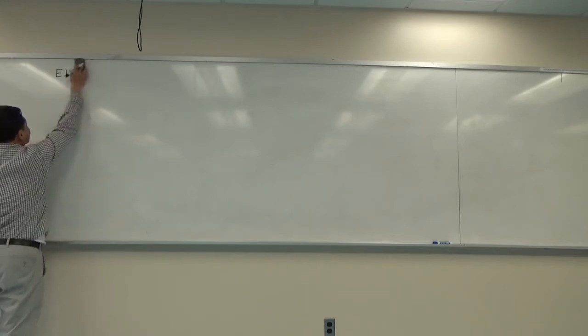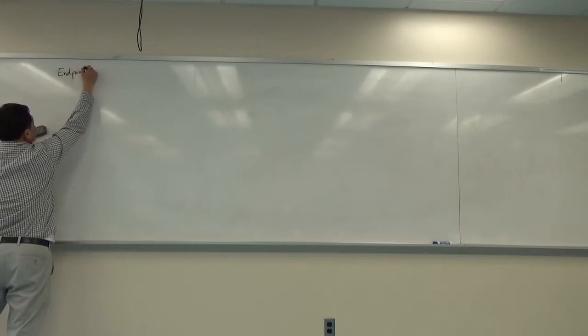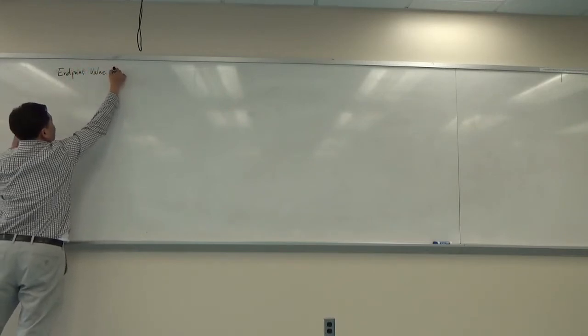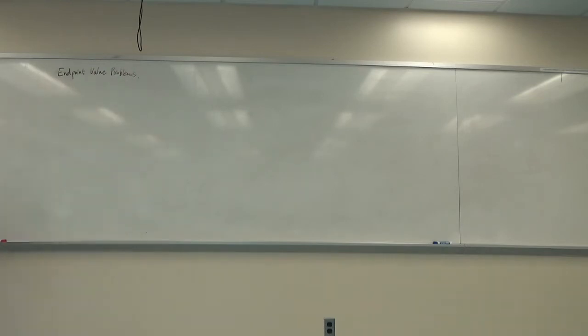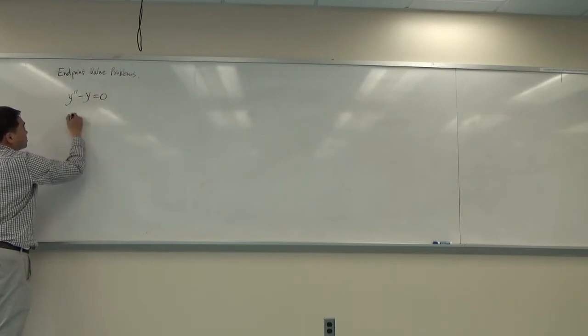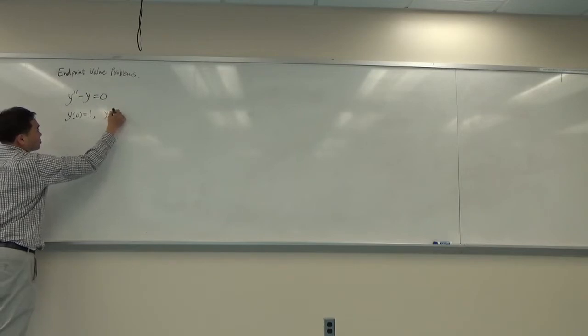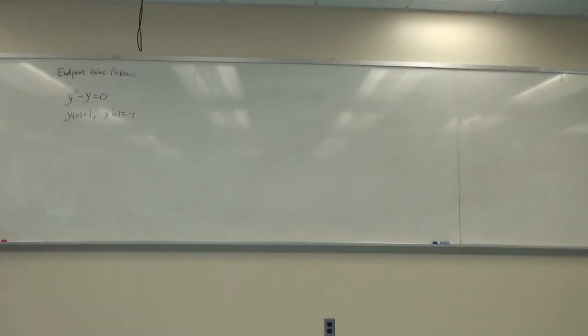Let me write it fully. Endpoint value problems. Okay, so here's y double prime minus y equals 0, and y of 0 equals 1, y prime of 0 equals negative 1. Let's try to solve this. How do you solve this?